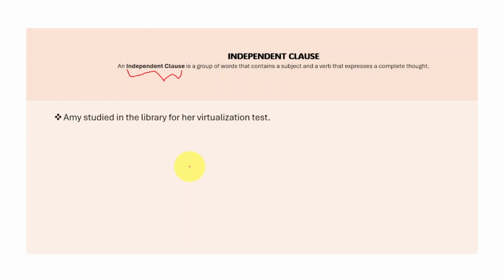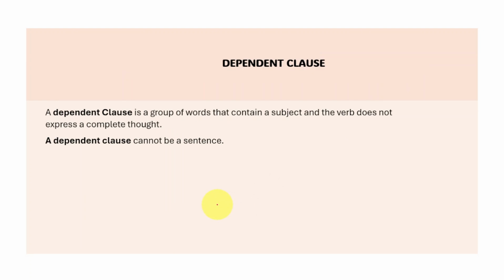Okay. So, an independent clause is a group of words that contains a subject and a verb that express a complete thought. We also have something called dependent clauses. A dependent clause is a group of words that has a subject and a verb but does not express a complete thought. So, a dependent clause cannot be a sentence, in case you don't get it.